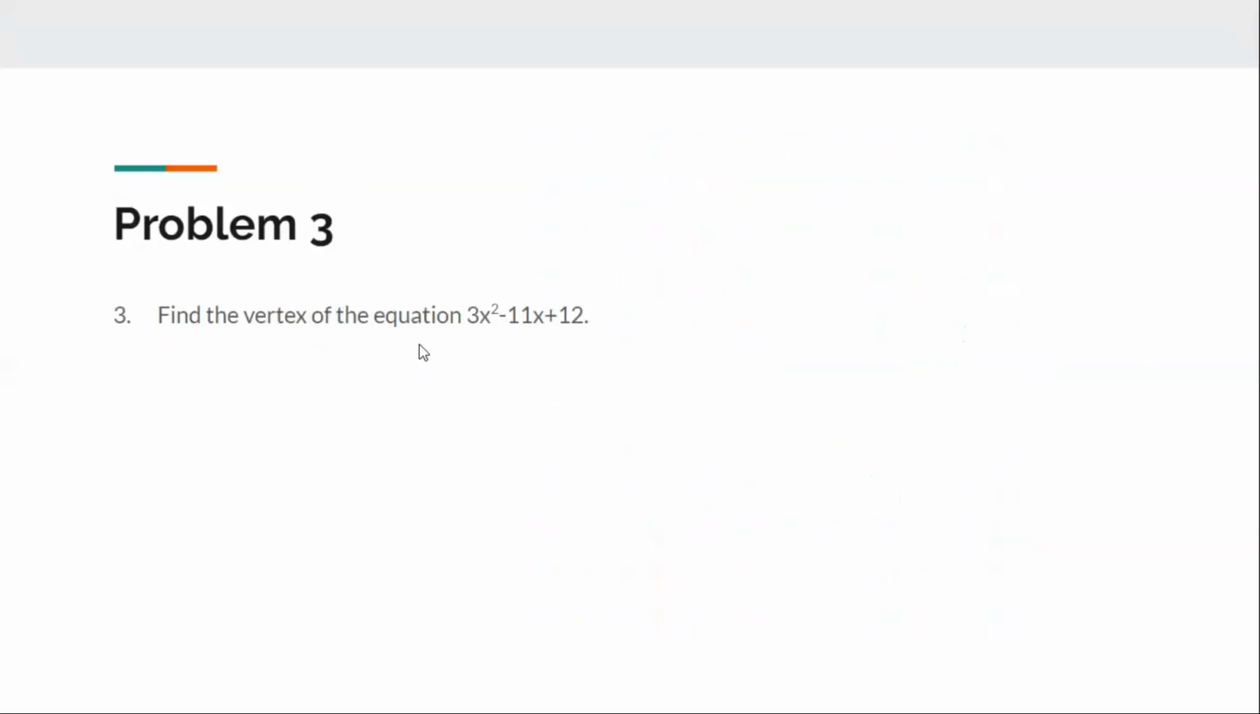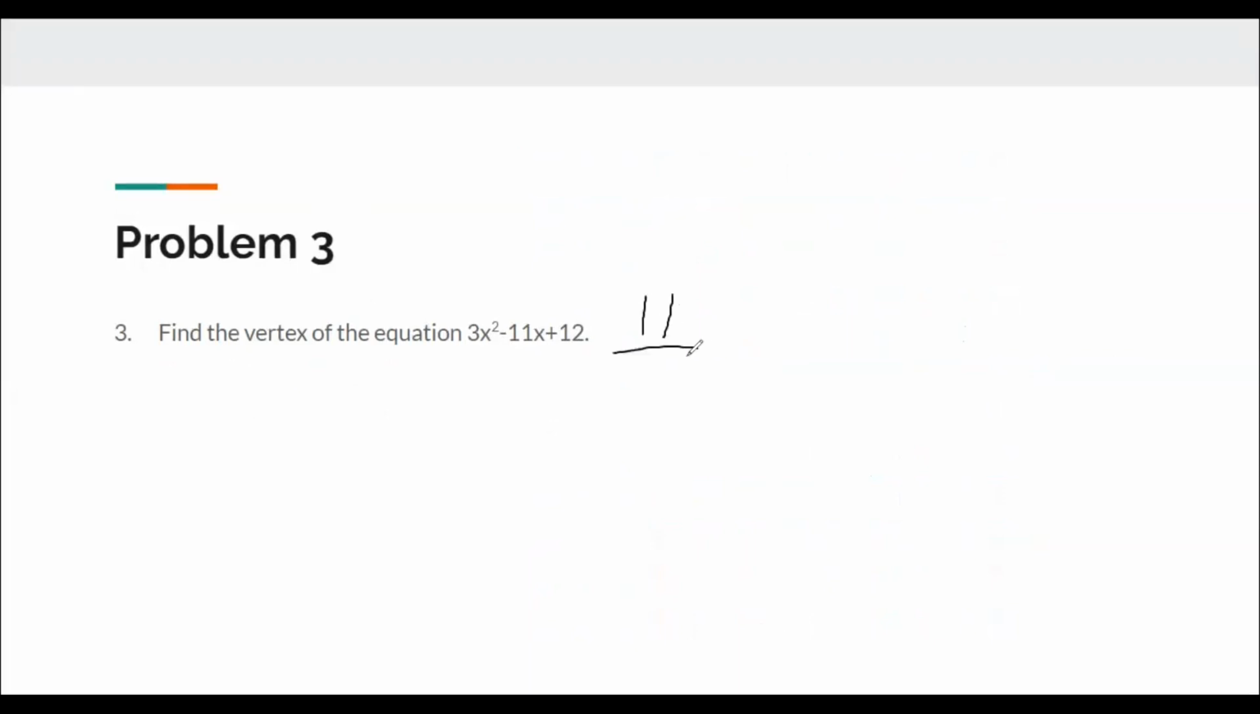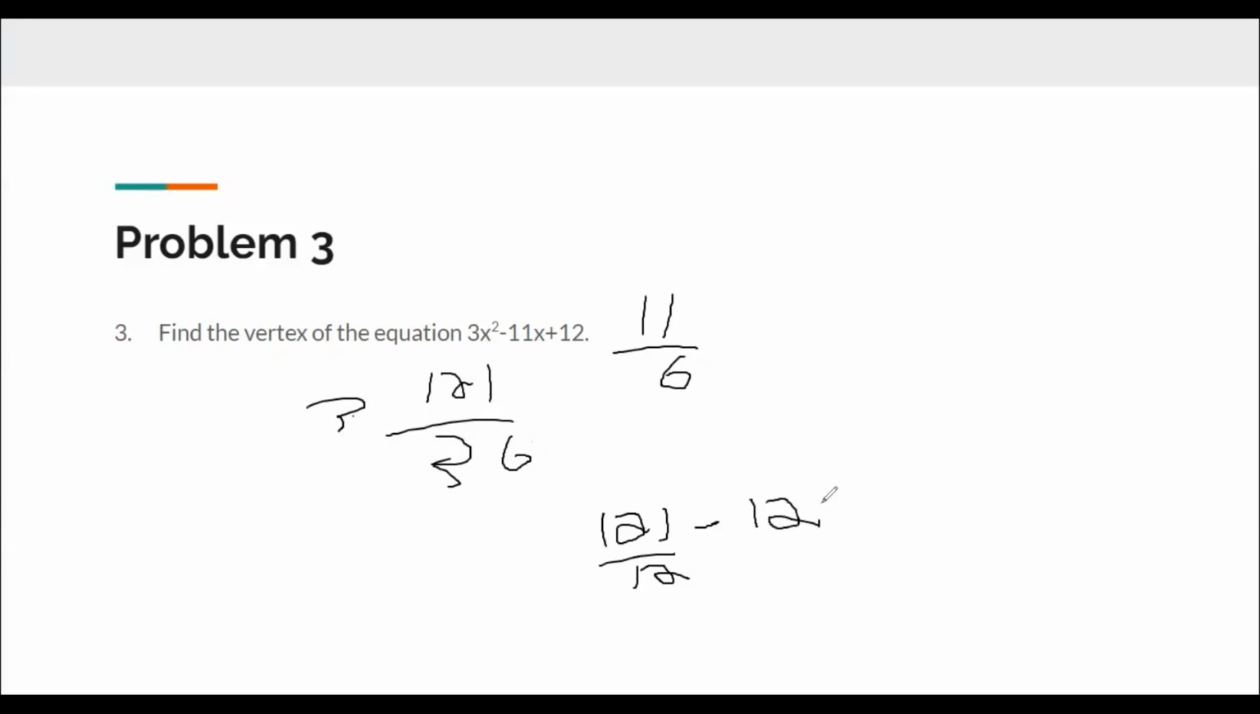Find the vertex of the equation 3x squared minus 11x plus 12. So our vertex is going to be minus b over 2a, which will be 11 over 6. That's our x coordinate. And our y coordinate, we plug this in, so we're going to get 121 over 36 times 3, which is 121 over 12, minus 121 over 6, plus 12.